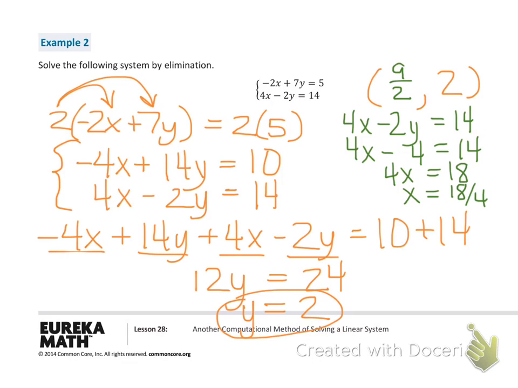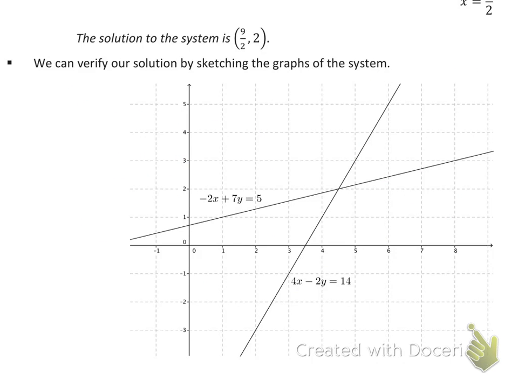So let's look at the graph of these two equations and compare it to our solution here. Okay, so the solution is repeated here, 9/2, 2. So let's look at the coordinates of that.